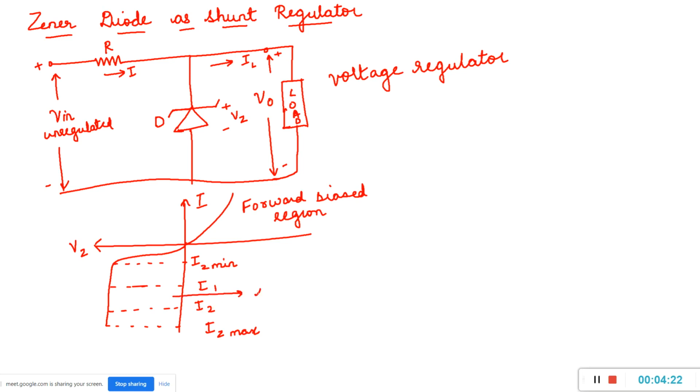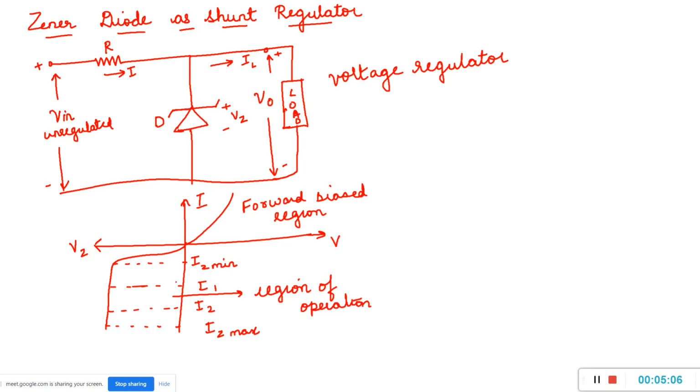Here this is a region of operation where it conducts smoothly. On the x axis we have voltage, on the y axis we have current, and let us concentrate on this part. The Zener diode works in the reverse bias region. So this is IZ minimum, I1, some intermediate current value I2, and the maximum current point IZ max. So this is the VI characteristics of the Zener diode. The Zener diode is used in its reverse biased region.